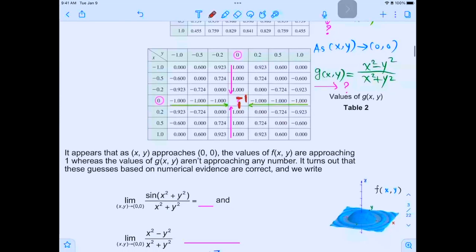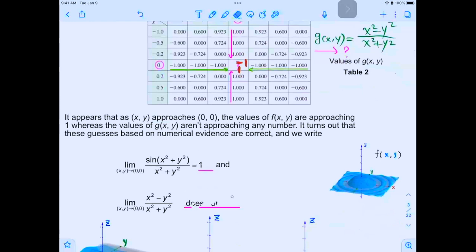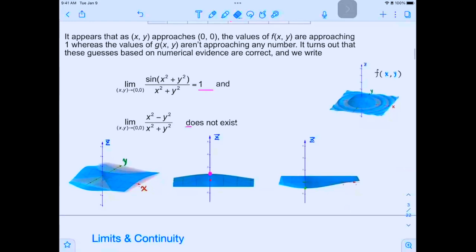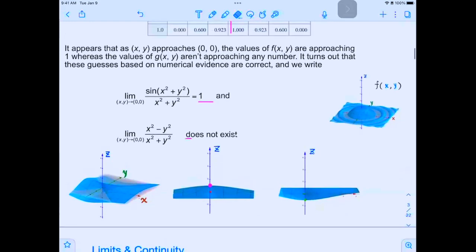What about the first one? The first one looks like it should be a 1. The second one does not exist. Okay. Now someone says, can I try to visualize this? Yeah, I was trying to graph it so that we can visualize it.